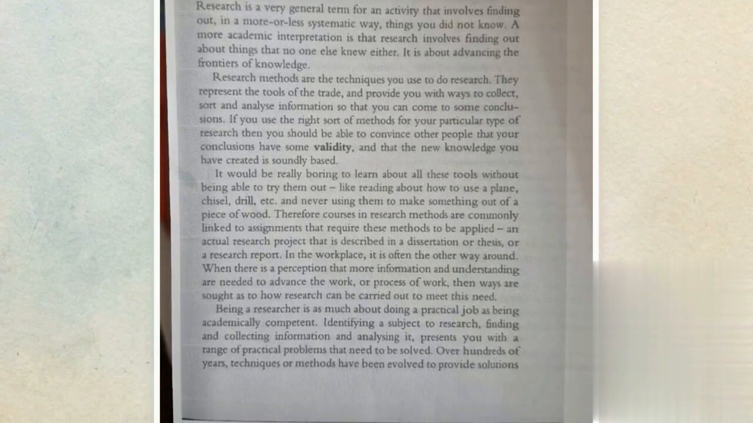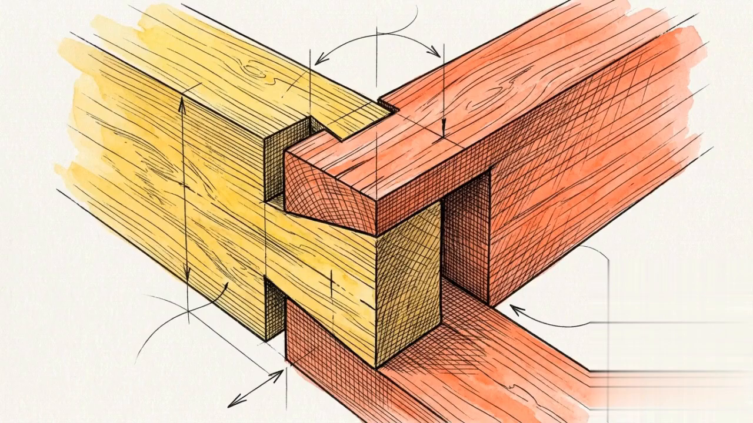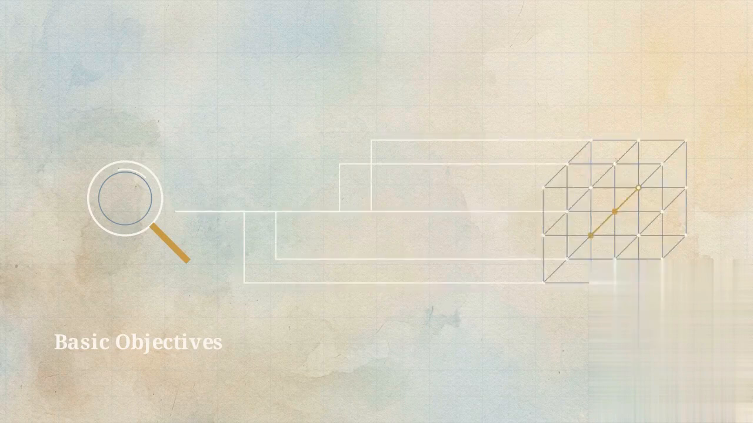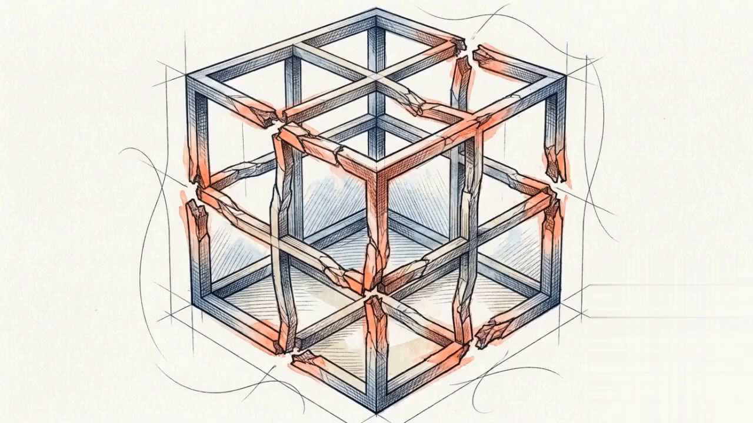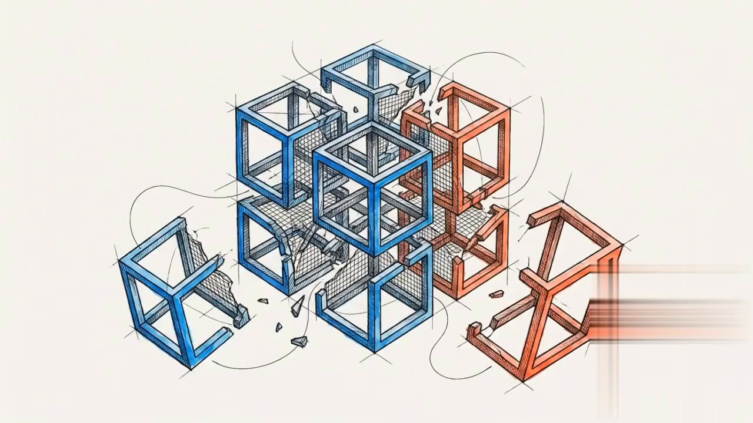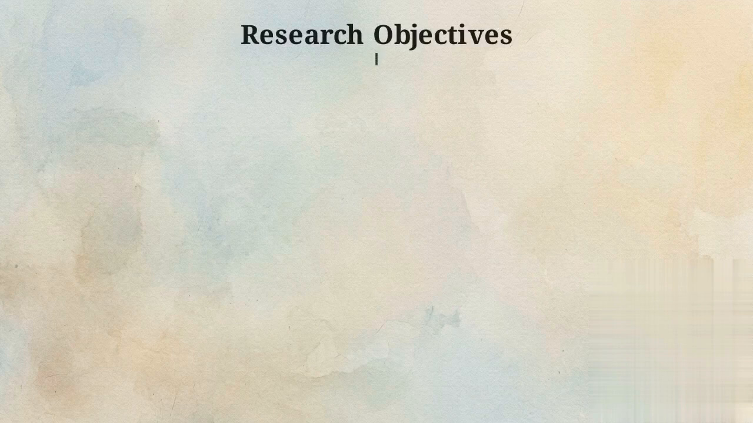Without them, a researcher is like a carpenter who understands the concept of a building, but has never learned to use a chisel or a drill. These methods establish validity. They provide the evidence that the new knowledge you have created is structurally sound and believable to others. To master these tools, we will map the entire architecture of academic inquiry, moving from basic investigative objectives to complex structural designs. Without sound methods mapped to an appropriate research design, the resulting data is compromised and the knowledge is invalid.